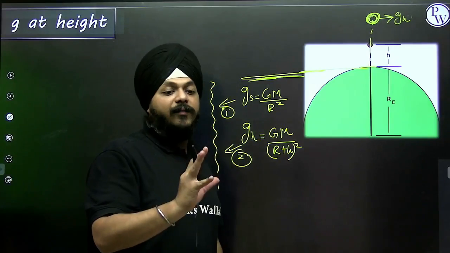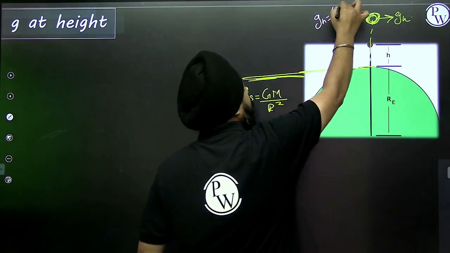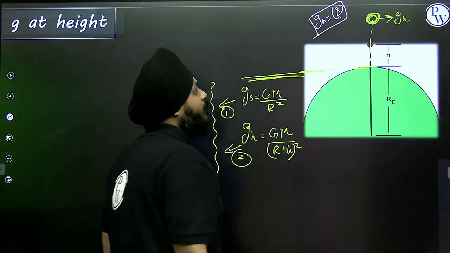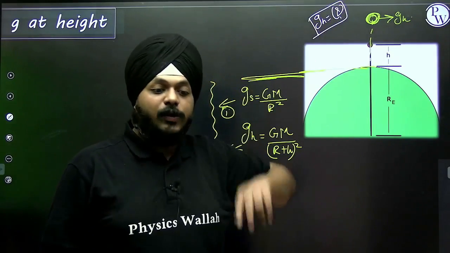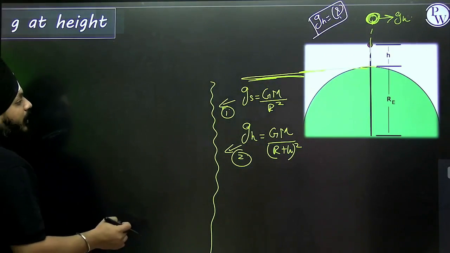What is our motive? Motive to calculate the gravitational acceleration at the height h. And here also we are having two possibilities. What are those? We are going to see. But first of all, let's evaluate the basic formula.